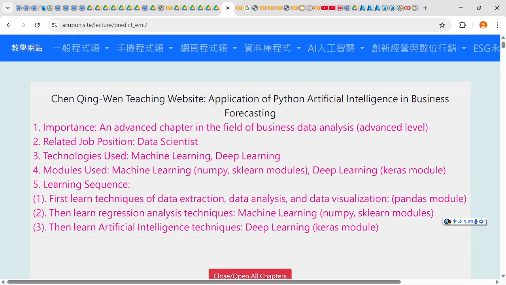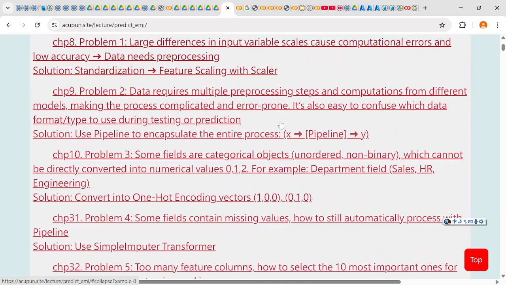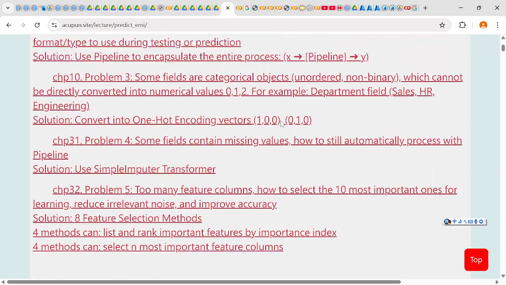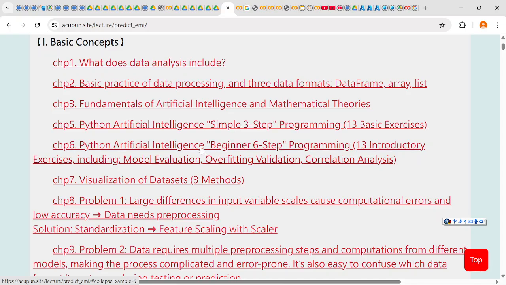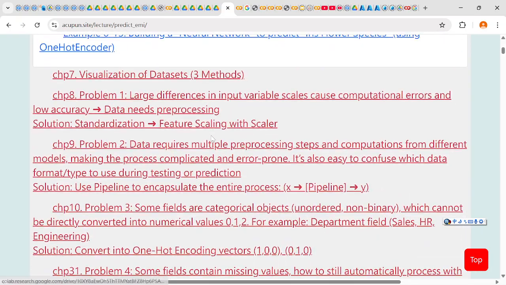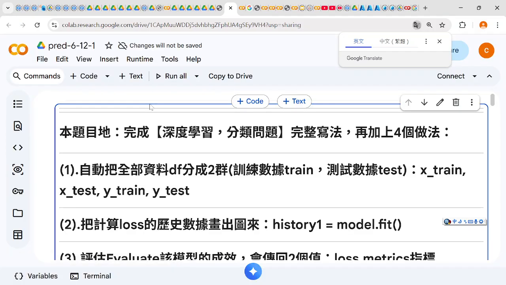You must go to the teacher's website and open today's topic. And today we will practice our example, which is the chapter one.